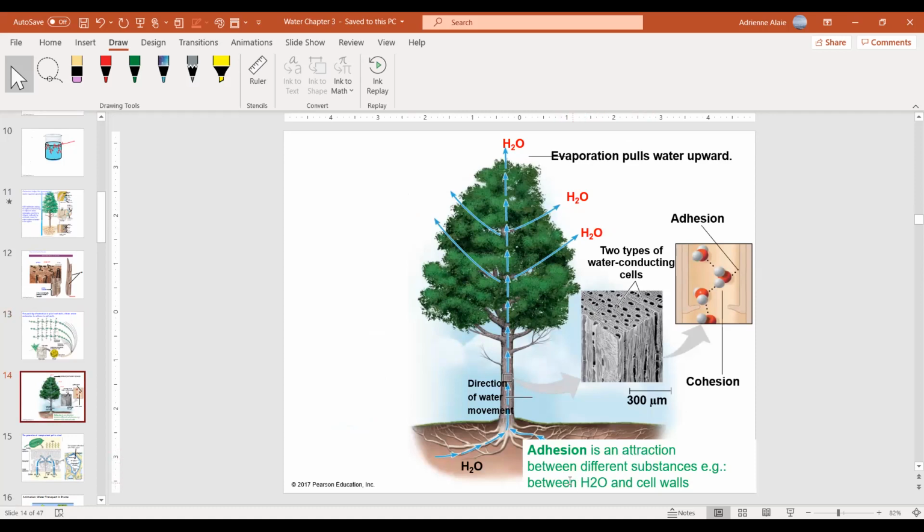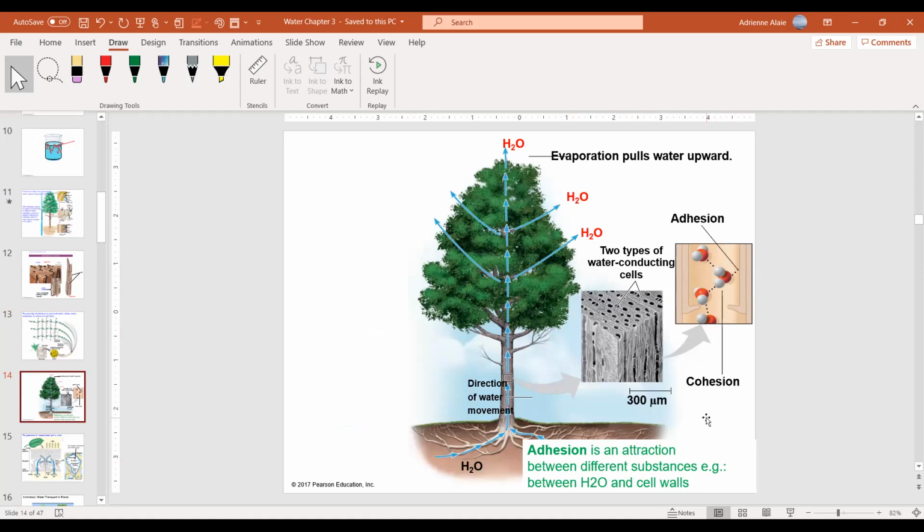So in this case, it's going to be between water and the cellulose of the cell walls that we see here. Then I showed this picture to you because I think this has a better picture of adhesion. The cohesion is what my cursor is over here, because that's one water molecule to the next, to the next, to the next. The adhesion is the water molecule to the cell wall. So it's this bond here.